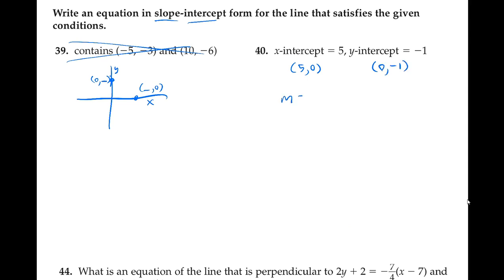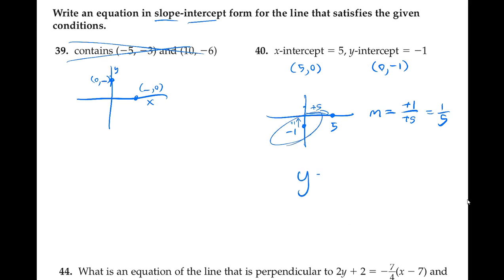So the slope is negative. Actually, let's not even do that. Let's just count, right? Here's a graph. And they tell us on the x-axis it's 5. On the y-axis it's negative 1. And so we went up 1, right 5, both of those positive. So the slope here, left to right, is uphill. The slope is positive 1 over positive 5, or 1/5. Okay, and then we know the y-intercept. The y-intercept's negative 1, so that's just y equals 1/5 x minus 1.